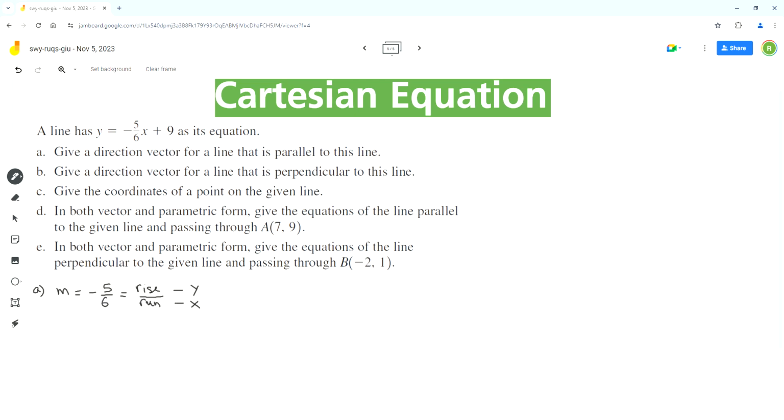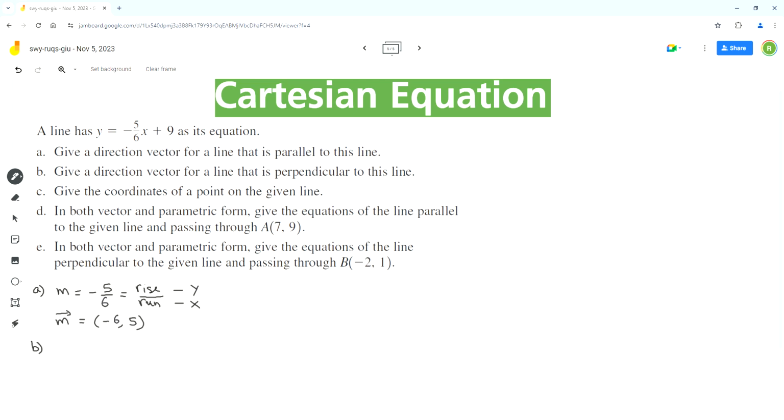So a direction vector for a line that is parallel to this given line can be negative 6, 5, because we write the x component of the vector first. We use the run value for the x component and the rise value for the y component. We can make either of these components negative because the slope is negative. So for this problem, I made the x component negative. So this should be the final answer for part A.